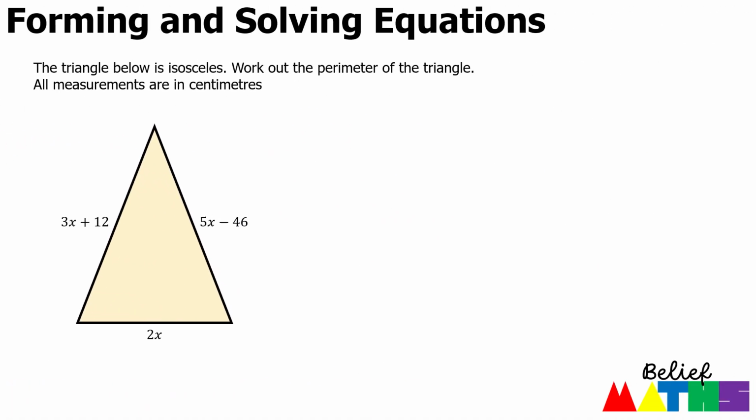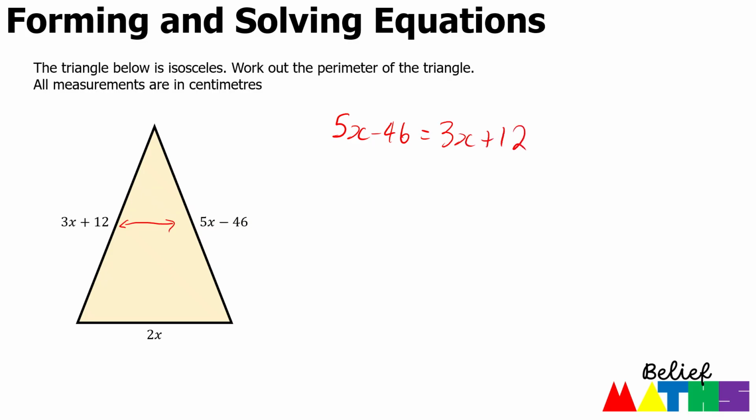Forming and solving equations is another important skill to be aware of. And this is here, the triangle below is isosceles, work out the perimeter of the triangle. Now, the interesting side of this is that because it's isosceles, that means that the two sides here are equal to one another. And we can do that algebraically by just letting those two sides equal one another. Now, I always like to put the one with the bigger x on the left-hand side.